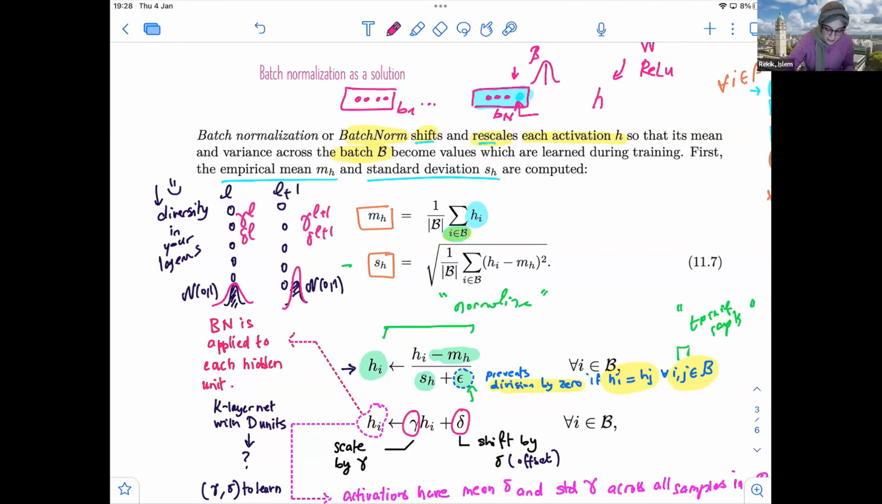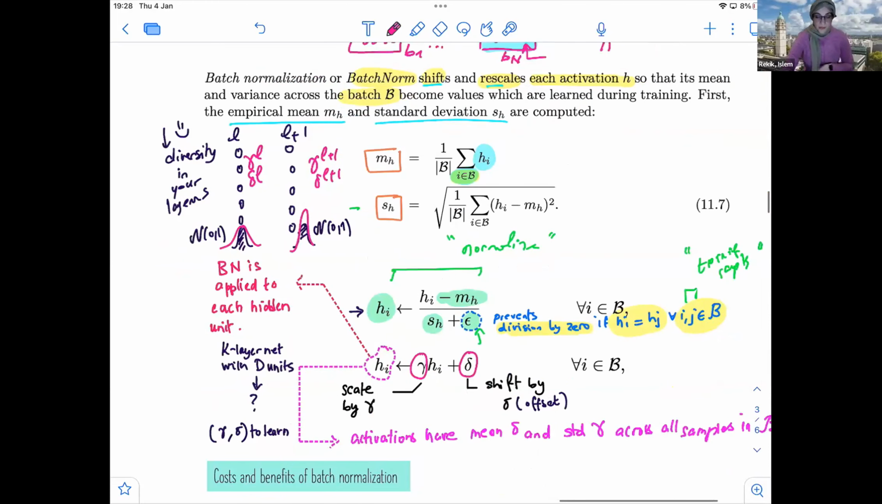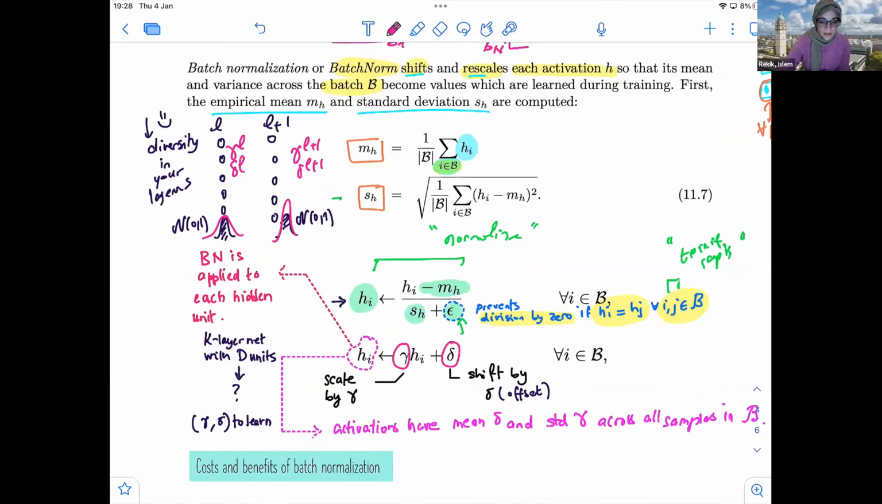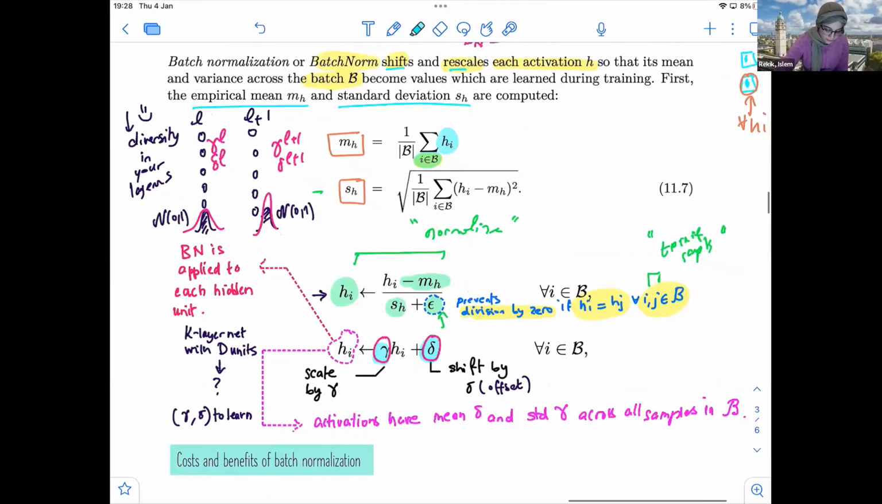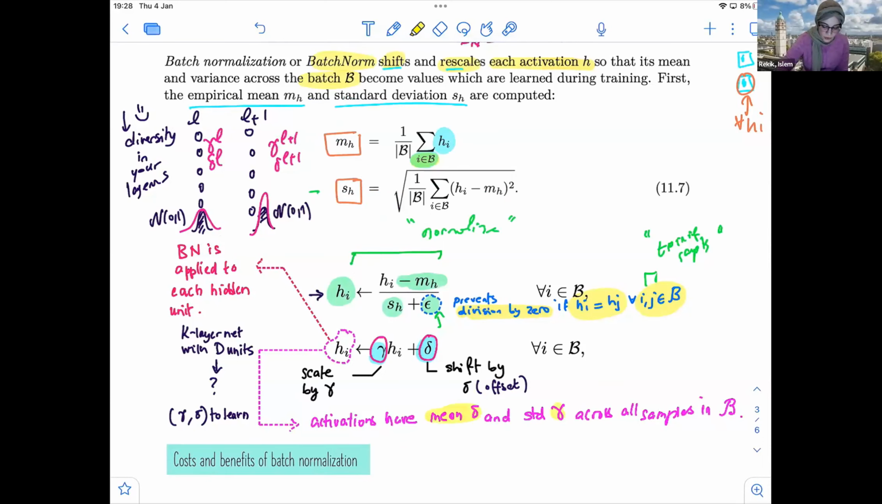All right. And here you're going to learn this for each of your units. So for every single unit, you're going to scale it by a gamma, and shift or offset it by a delta. So the activations here will have the delta as the mean, and the gamma will be the new standard deviation across all samples in the batch.